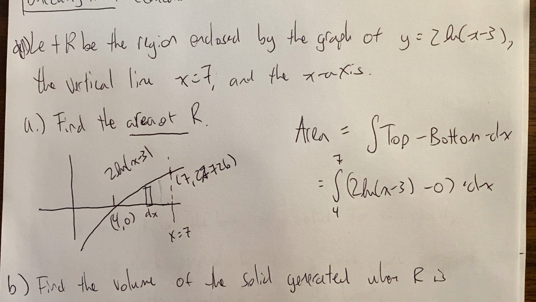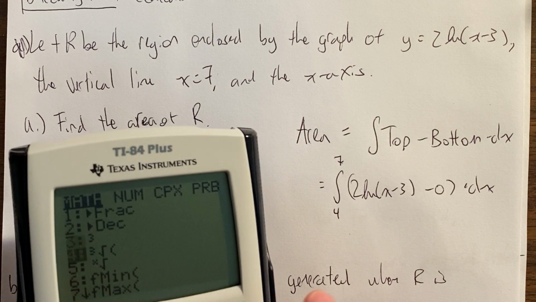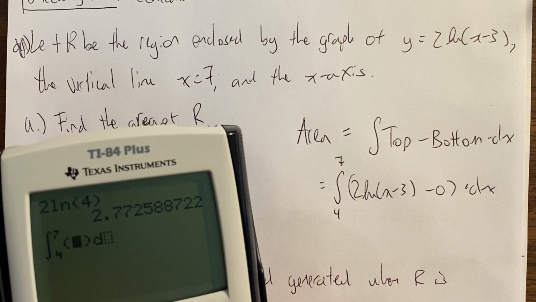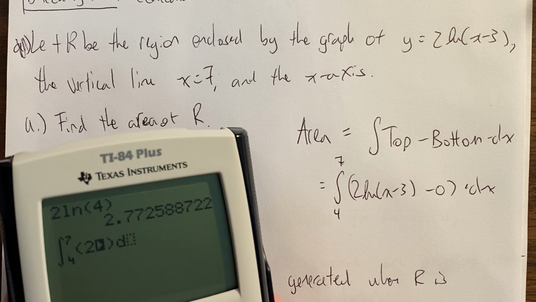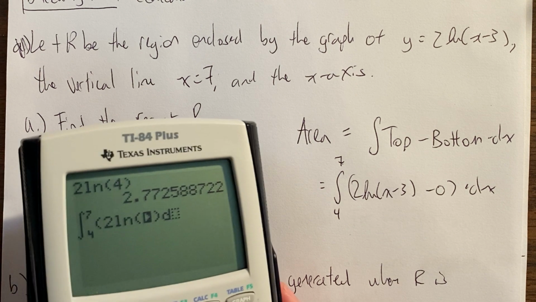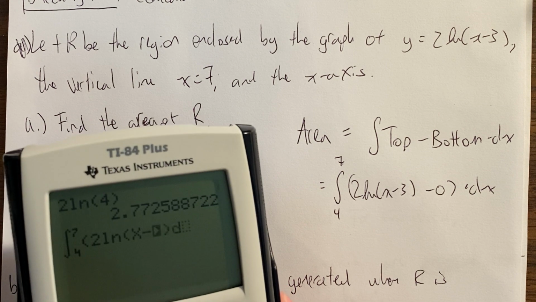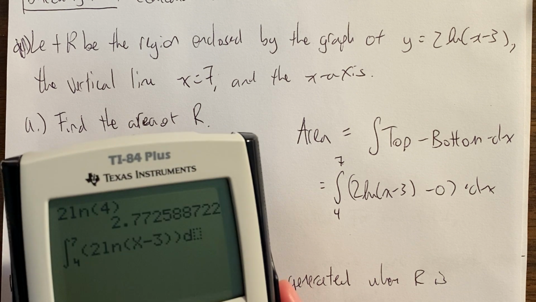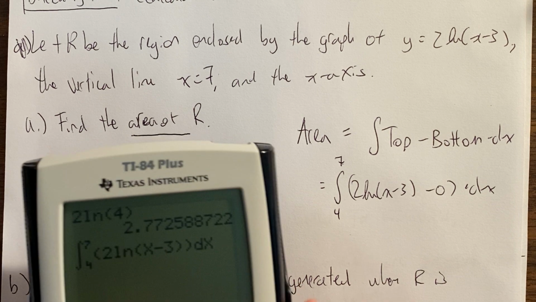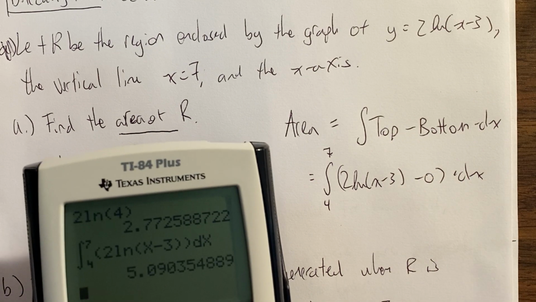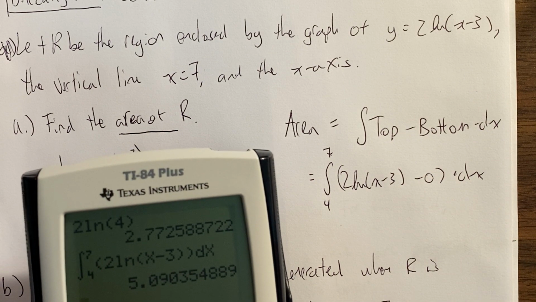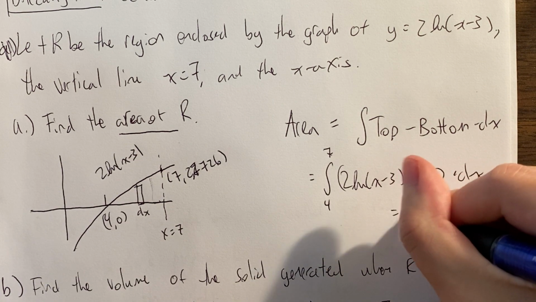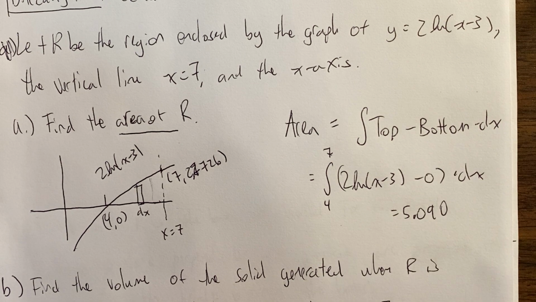So I'm going to get Freddy out here, and let's see if Freddy can do this. So the integral from 4 to 7 of 2 ln of x minus 3. If you want, you can write minus 0 here. I'm not going to because it really doesn't affect anything, of course. I only like to write it because it's top minus bottom. And then it looks like it's going to be 5.090. So not too bad of a question. Pretty easy, actually. A bit of a warm-up before the volumes.